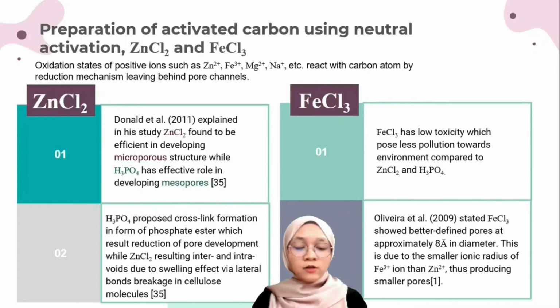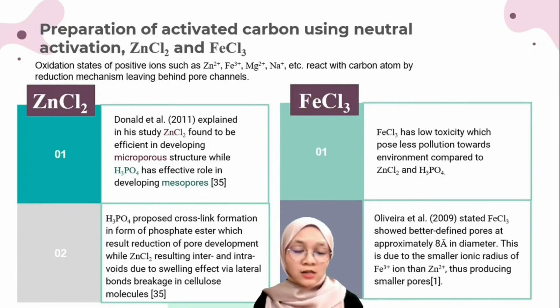Ferric chloride also can be used as an activating agent as it has low toxicity, which poses less pollution towards the environment compared to zinc chloride and phosphoric acid. Oliveira et al. stated that ferric chloride shows better defined pores. This is due to the smaller ionic radius of the ferric ion, thus producing smaller pores. However, as compared to zinc chloride, the specific surface area of ferric chloride activated carbon is the lowest.